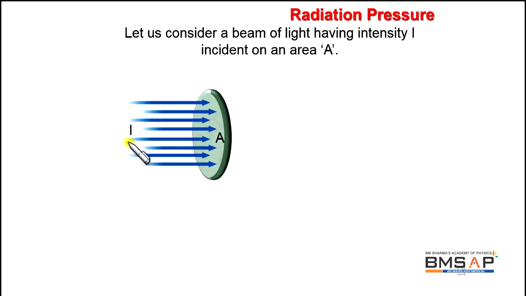That means if we multiply capital I with area, we can find the value of power. So this is the power incident on this surface. This is I multiplied by A. Okay. Suppose we turn the orientation of the disk.